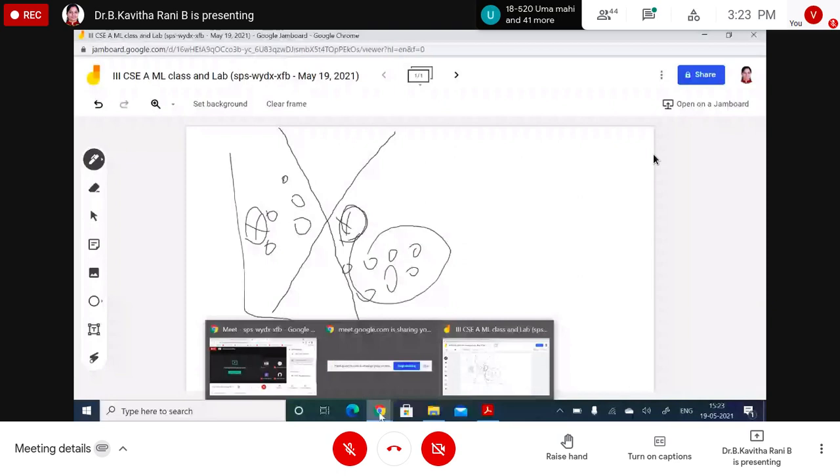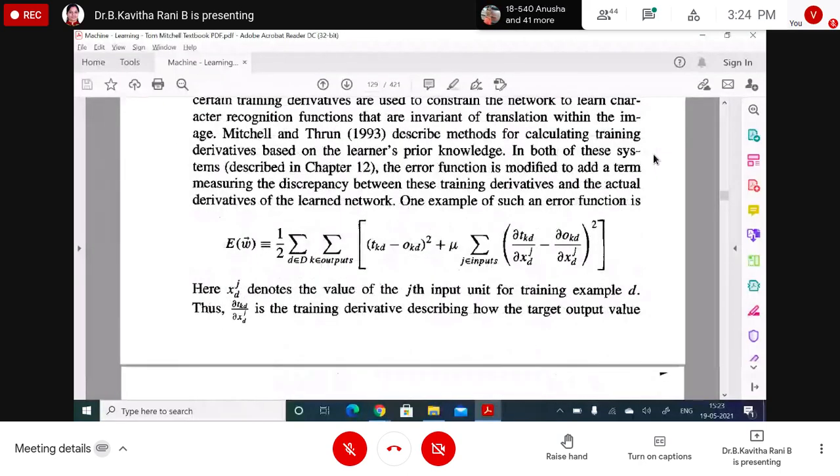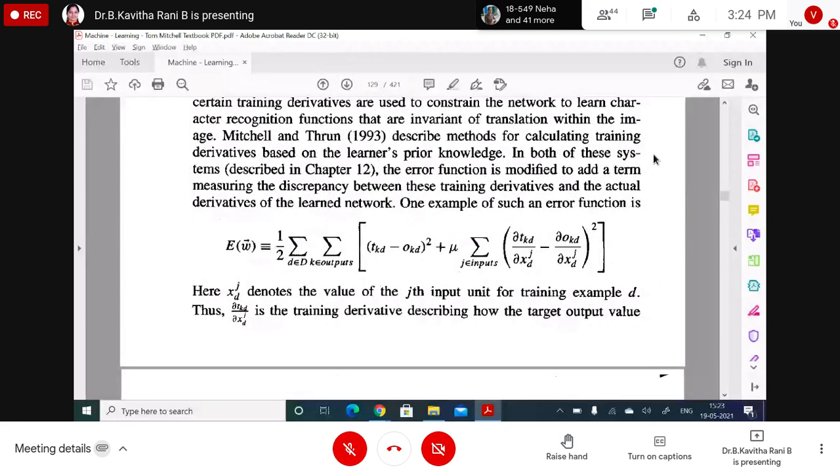So here you can see the formula E of W vector equals half of the sum over D belonging to D. This is the formula which we will be using. In the slope we are having some error. To overcome that, we are using this particular alternative function to reduce the error.